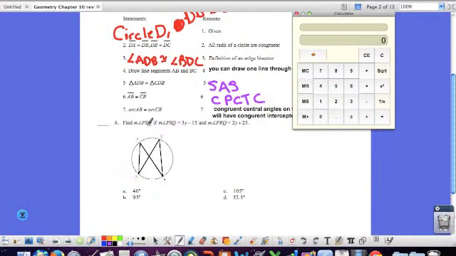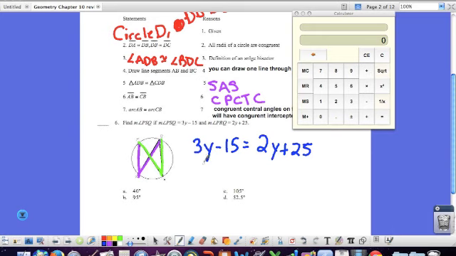Number 6, the measure of PSQ, this angle, is 3y minus 15. And the measure of PRQ is 2y plus 25. Since they intercept the same arc and they're both inscribed angles, the measure of those angles is going to be congruent. So 3y minus 15 is equal to 2y plus 25.